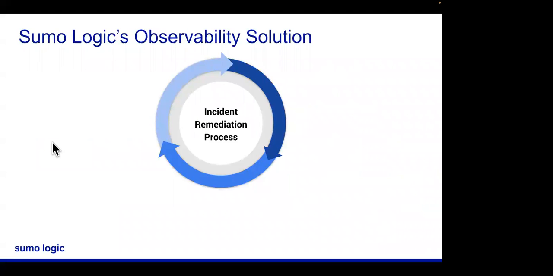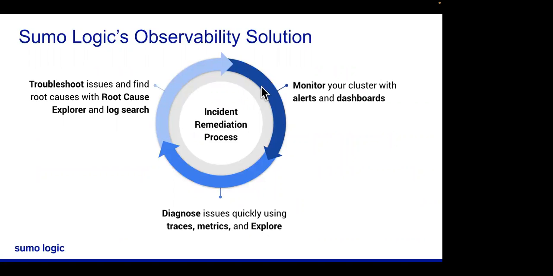Okay. As far as our incident remediation process goes, we can monitor by creating alerts and looking at dashboards. We can diagnose a little quicker by going into our Explorer that you're seeing right now. And in that Explorer, I can see, green is good, yellow is questionable, red is bad. I can look at my metrics, I can look at my traces and all that fun stuff. And for those of you with us yesterday, we talked about this thing called the Root Cause Explorer, where I can troubleshoot things using that Root Cause Explorer and my log search to determine what the root cause is. And that to us is observability. Some companies think observability is nothing more than just monitoring and looking at dashboards. For us, this whole thing is observability.